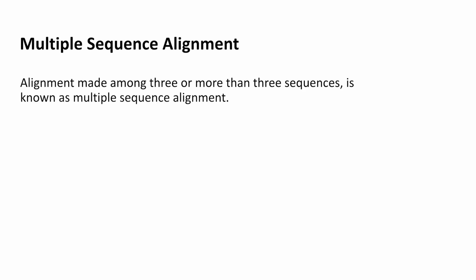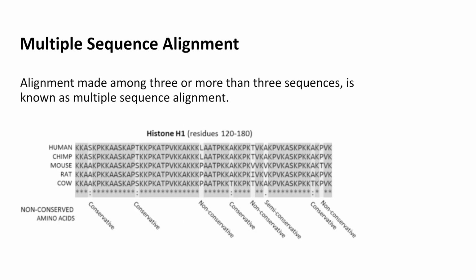Till now we have discussed pairwise sequence alignment. Now we are considering multiple sequence alignment. When alignments are made among three or more sequences, it is known as multiple sequence alignment. As here one can see, a total of 5 sequences have been taken, and the conserved regions have been highlighted. That is a case of multiple sequence alignment.